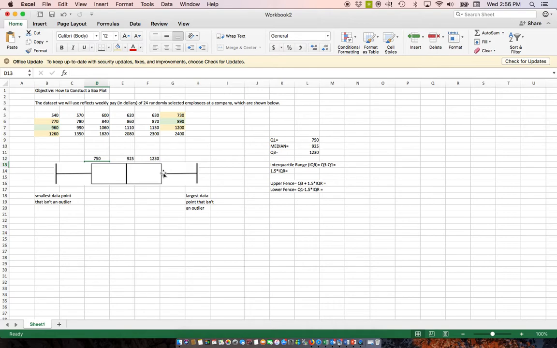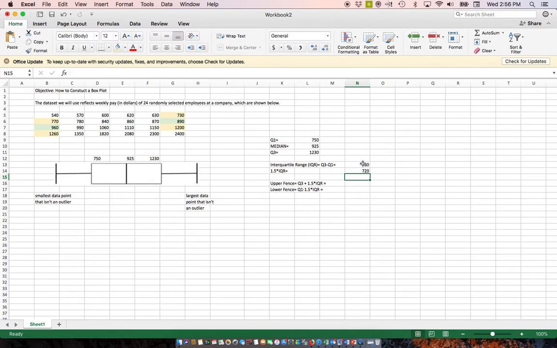The next step in the process, we need to calculate the interquartile range, IQR, defined as Q3 minus Q1. Well, we know what Q3 is, we know what Q1 is, so it's a simple equals 1230 minus 750. 480 is the interquartile range. The next step is we need to multiply this number by a factor of 1.5, and so it'll be equal to 1.5 times 480, which is 720.